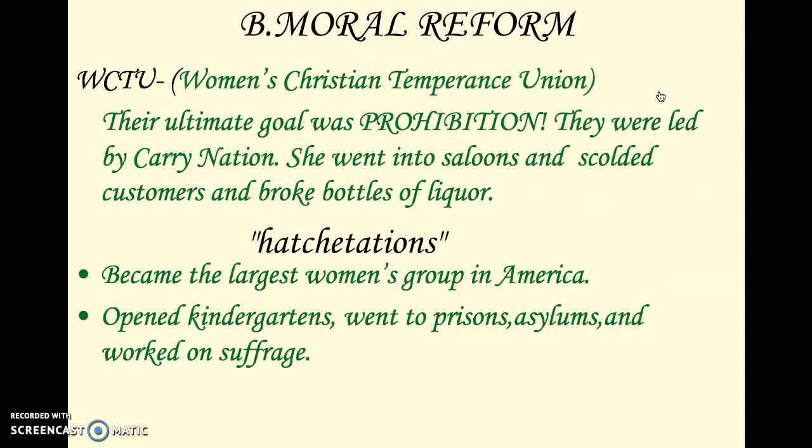Second part of what the progressives were after was moral reform. So we have protecting social welfare. Now we have moral reform. This is kind of going back all the way to Unit 5 for us, which was a temperance movement. This is just a continuation of that from before the Civil War. The WCTU is still around, the Women's Christian Temperance Union. This became the largest women's group in America.